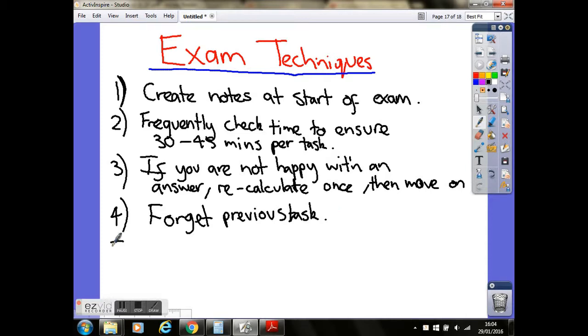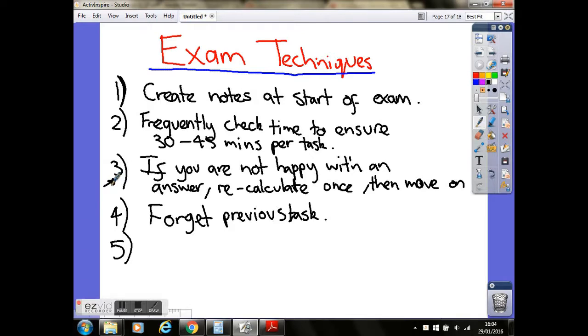Number 5, again, to do with time. If you finish early, make sure you've checked all your answers at least once. Or if you're doing, again, a computer-based exam, do not click the finish button until you're 100% happy, because you won't be able to get your test back and look through things. Now, you might be thinking at this point, this slightly contradicts point number 3, where I said just check your answer once and then move on.